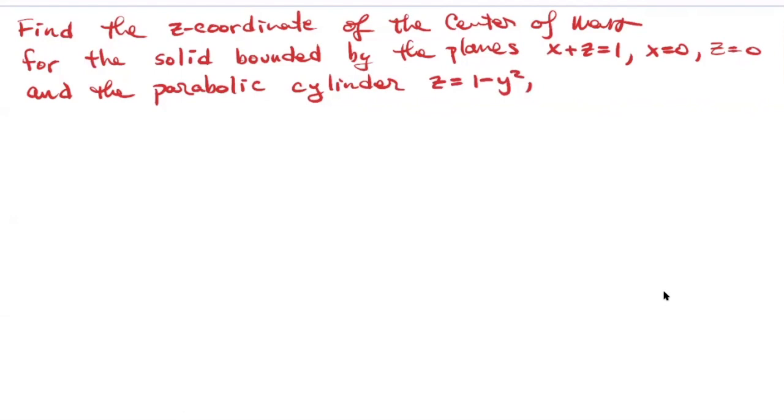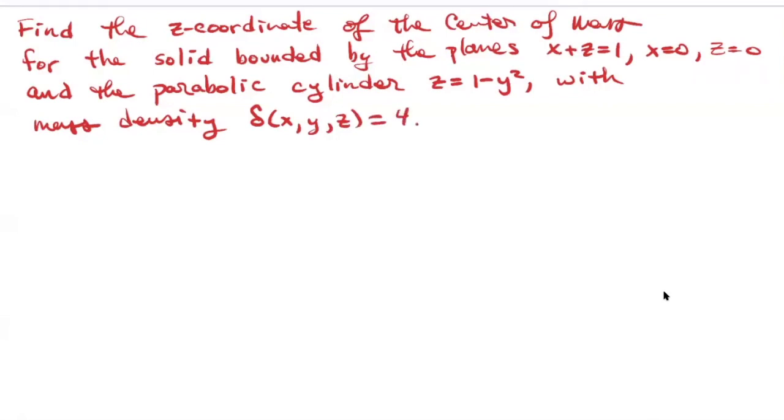And of course, we need a mass density function. So this is a constant, thank goodness. The mass density delta of x, y, z equals, I think it just says 4.